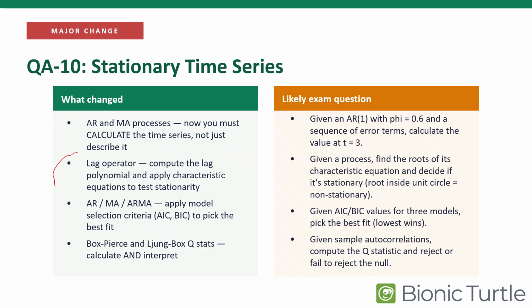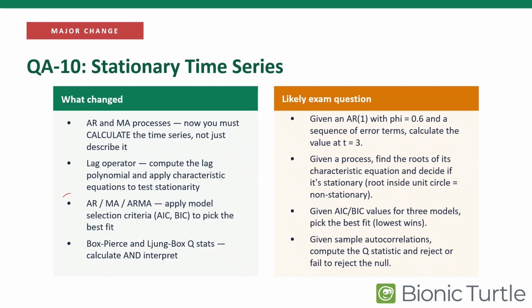The next change in the stationary time series section asks us to compute the lag polynomial and apply the characteristic equation to test stationarity. And this is, of course, in our autoregressive and moving average models. So what does this mean for a test taker? Well, it means you might be given a process and then asked to find the roots of its characteristic equation and decide whether the model is stationary or not stationary.